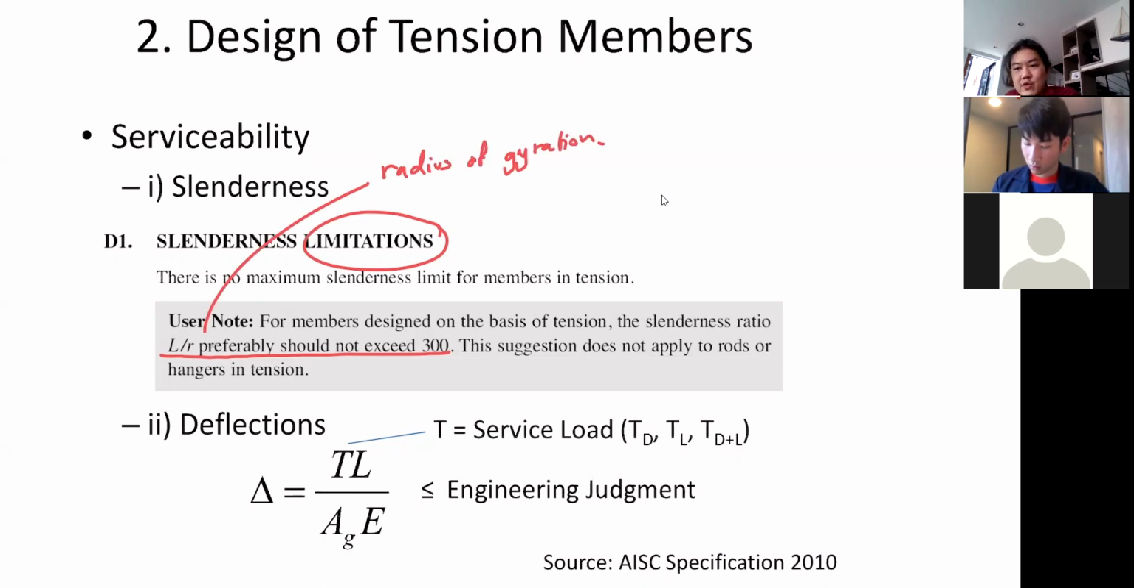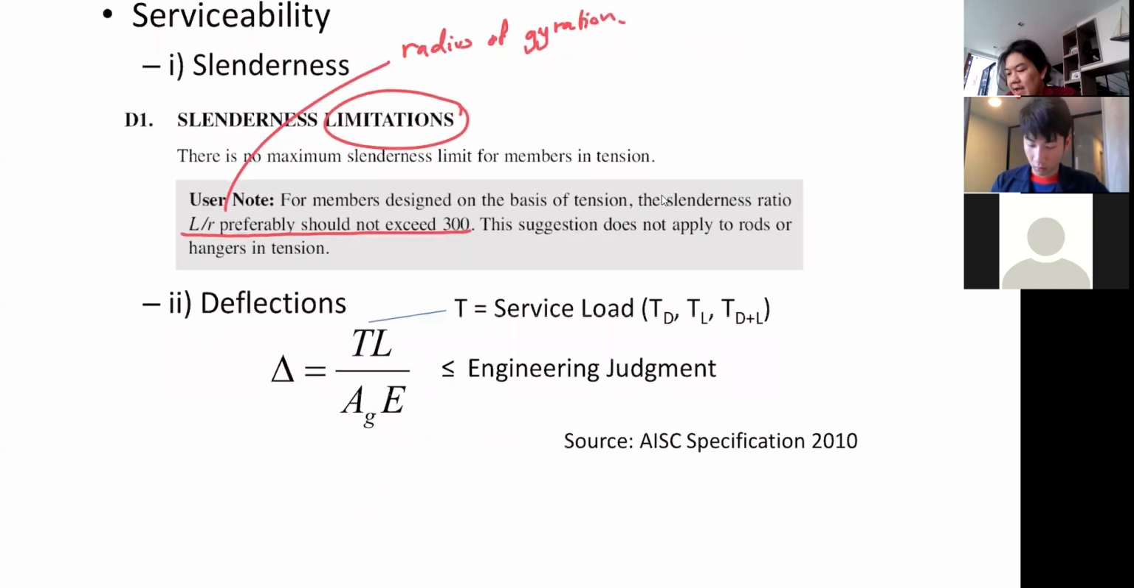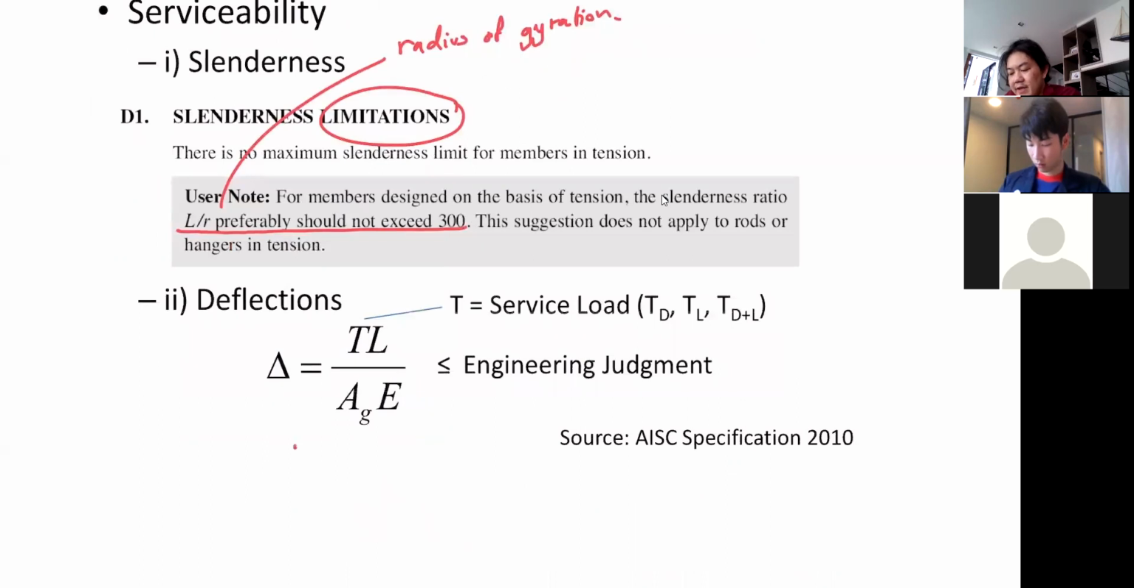And from time to time, you may find yourself having to take care of how much deflection your tension member can have as well. So this is the basic formula from your days with mechanics of materials, right? PL/AE, that's the deformation of the tension member or compression member, right? It's a basic formula. And sometimes you have to take care of that.